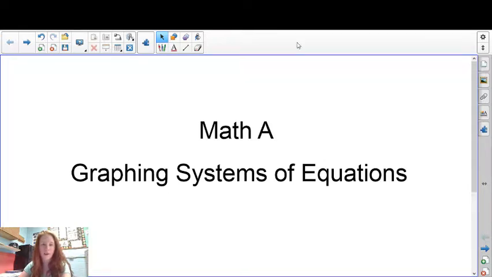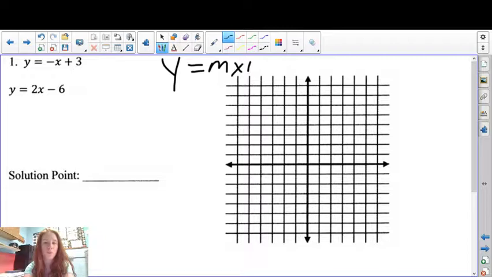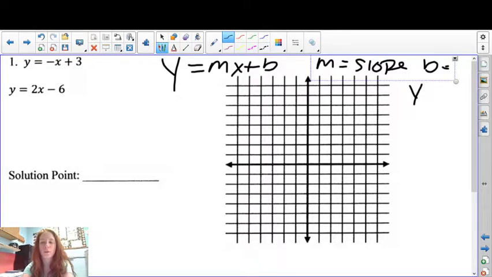Okay guys, we're going to go ahead and learn how to find the solution of 2 points based on graphing. So what we're going to do first is remember that to graph a line, I use the form y is equal to mx plus b, where m is the slope and b is the y-intercept, or where it hits the y-axis.